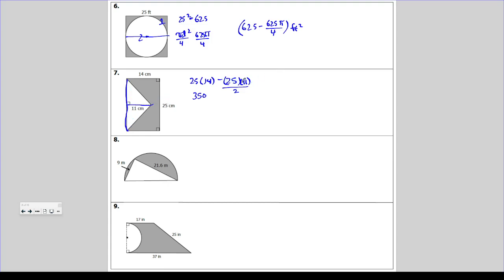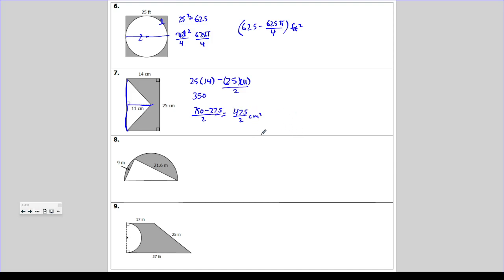So that's 275 over 2. So that would be 750, because I'm going to double this so I can put it over 2, minus 275. So simplifying that, I would get 475 over 2 square centimeters. And if I turn that into a decimal, it would be 237.5.